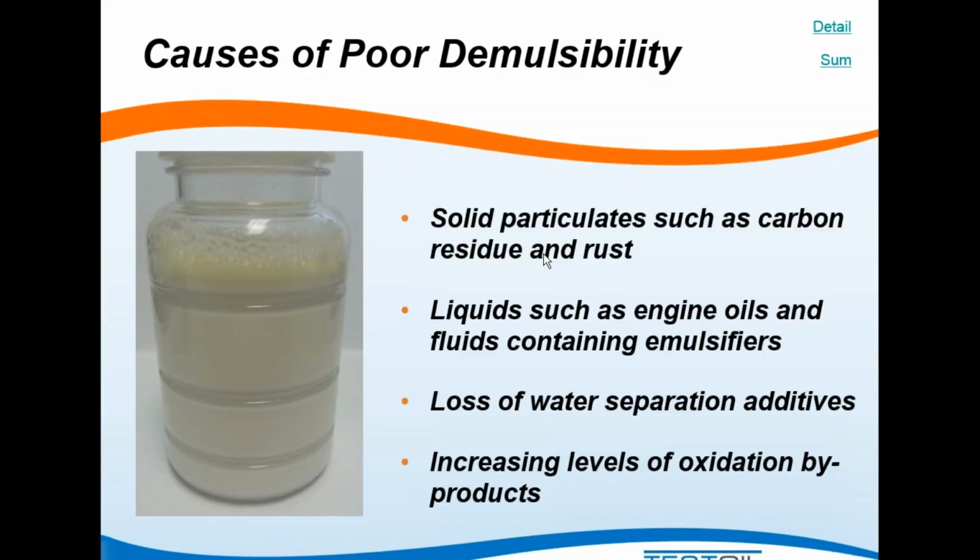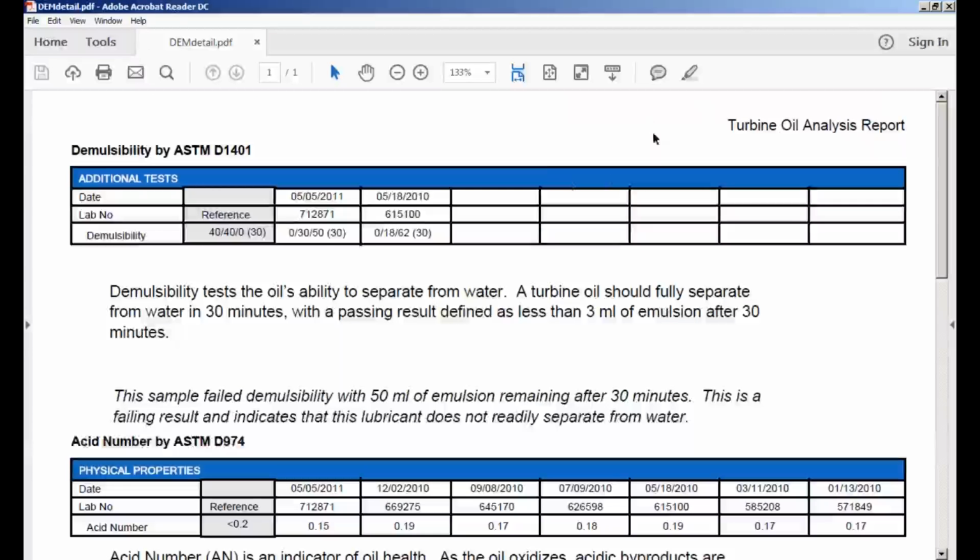If you have a system that has a chronic water problem, it's very possible that, just like with any additive, you can deplete it over time, and with a lot of long-term contact with water, you may lose the demulsibility characteristics of the oil that you have in service. We also see that as the oil is in service longer and becomes oxidized, the higher level of oxidation byproducts can start to cling on to any water that gets into the system, and instead of separating out, it will tend to emulsify.